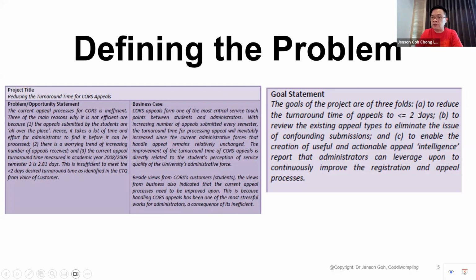The goal of the project is threefold. One is to reduce the turnaround time to less than 2 days. Two is to review all the appeal types so that it eliminates the issue of confounding submissions, so students don't, in the midst of panic, send too many appeals, resulting in overproduction and over-processing waste. Three is to ensure the creation of useful and actionable appeal intelligence reports that we can then use, so that they can improve the speed at which they process appeals. So these are the 3 goals that we set up to achieve.